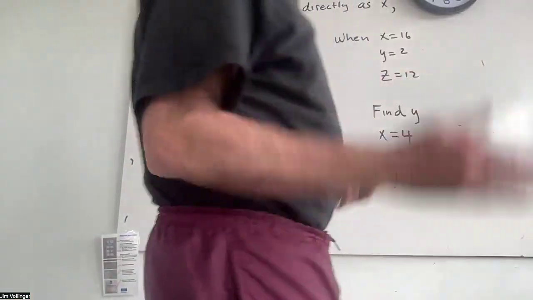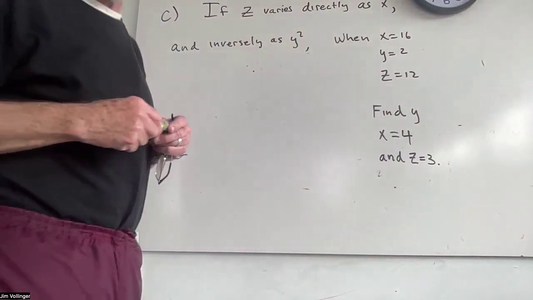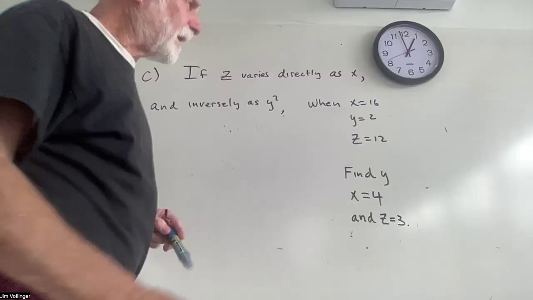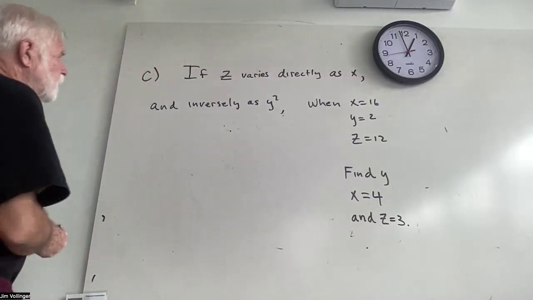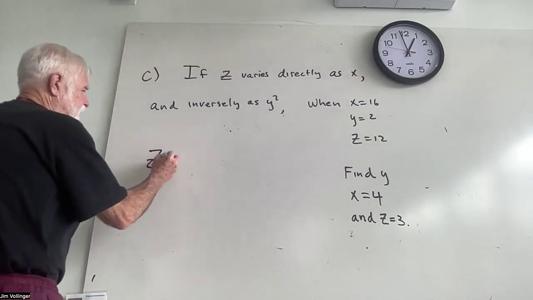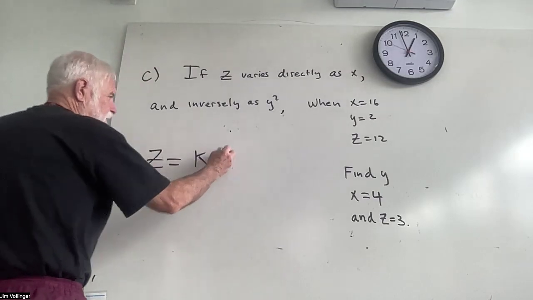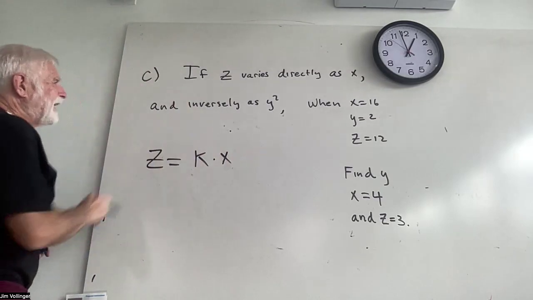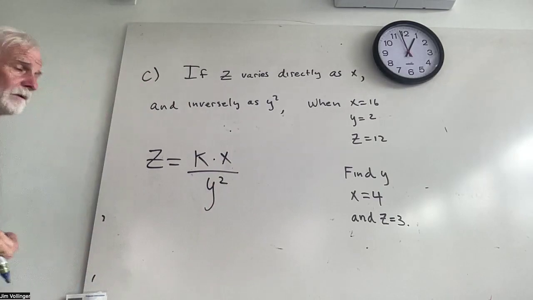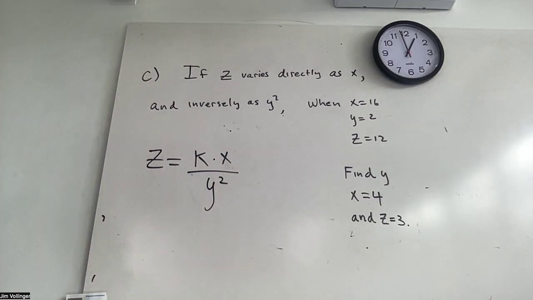And then there's a combination of the two, direct and inverse, making it a little more complicated. We can get ourselves some nice science problems generating from this. But right now, let's just get the mathematical process down. So if Z varies directly as X, there's multiplication, and inversely as Y squared. That's how you would write what you need to write in order to solve this.